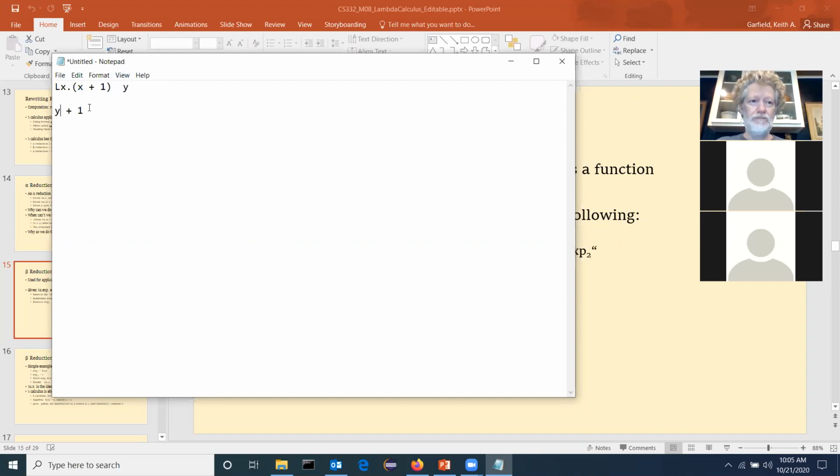Now, let's talk about the form of these things. Remember, free and bound variables. Is x in this expression free or bound? Bound, because that's the variable that we're saying is the input or the argument to the function. So it's bound. What if I change this to there? So the x is bound. Is the y bound or free? It's free.